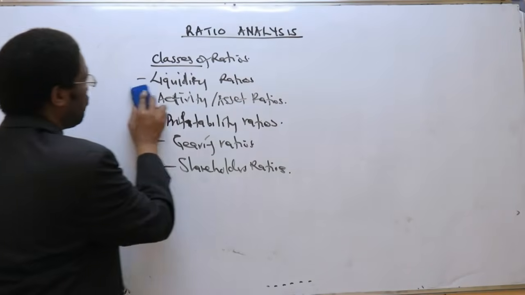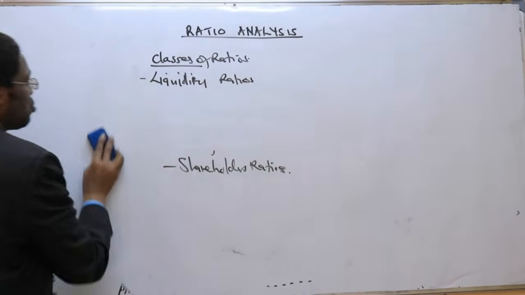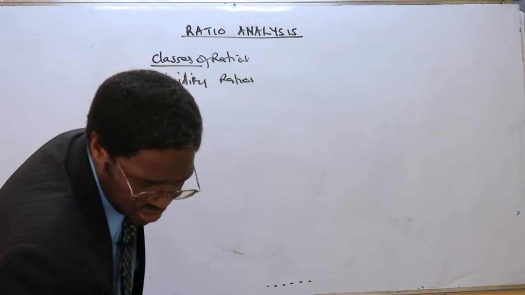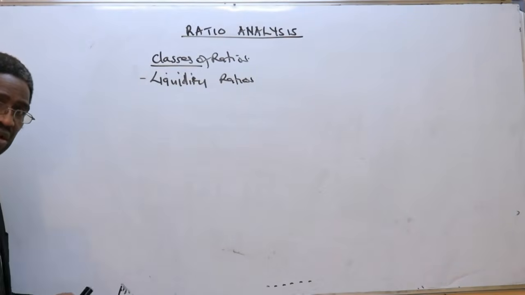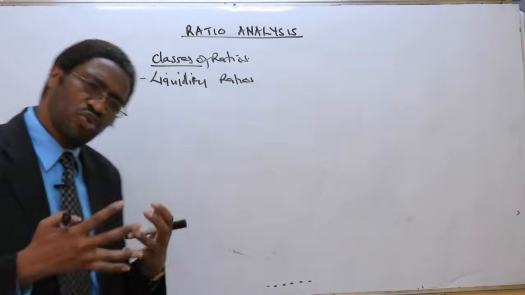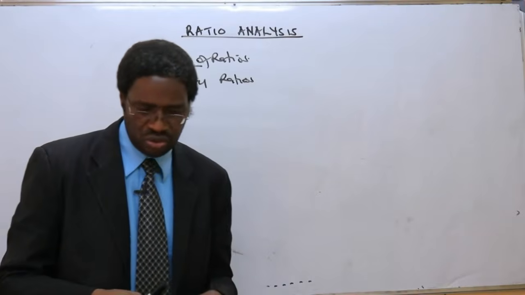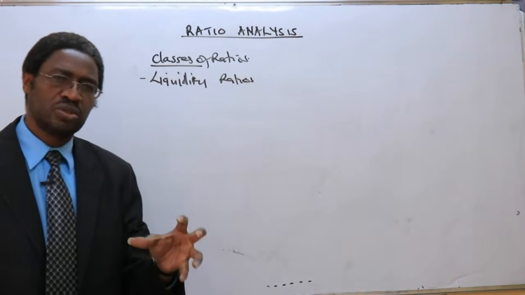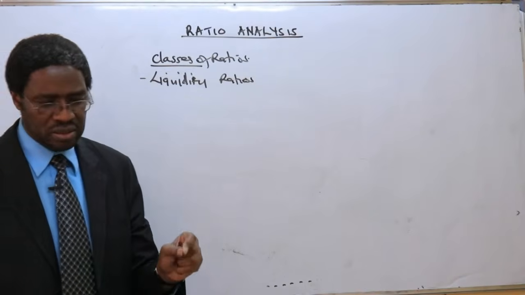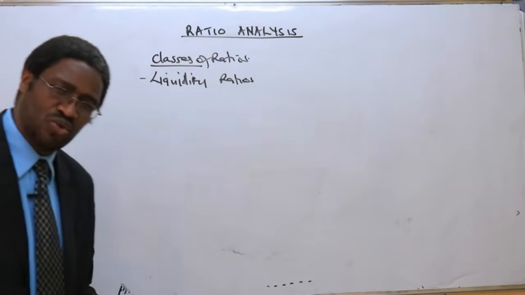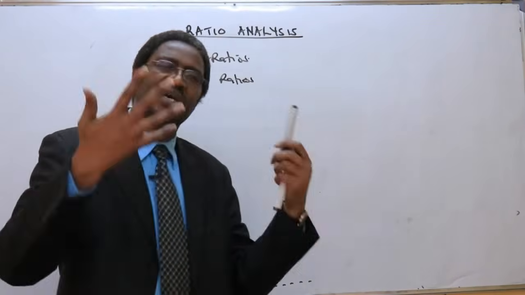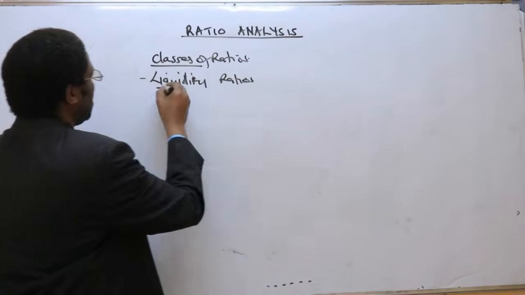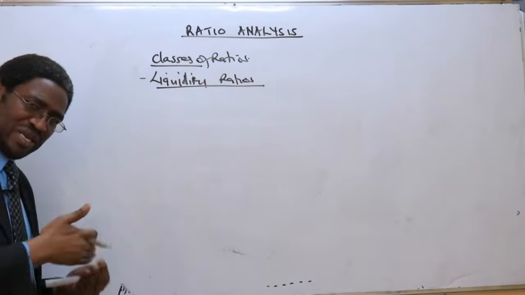So let me start with the first category of ratios, and that is the liquidity ratios. Now, if you as a company want to know whether your firm is able to pay its current liabilities, you want to know the ability of a firm to meet its current liabilities.